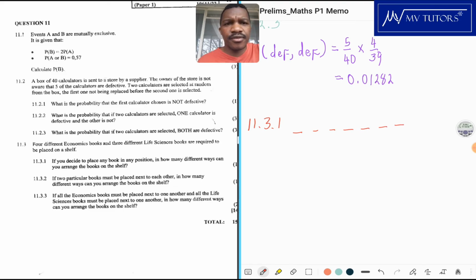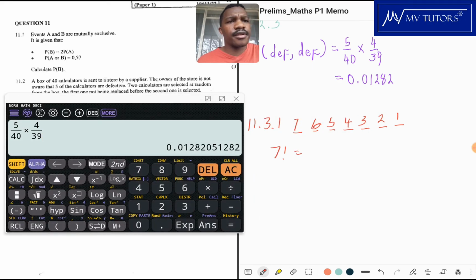So they're saying if you decide to place any book, that means in the first position there are 7 books that I can put there. The next one, 6 available ones, 5 available for this position, 4 available for this, 3, 2, only 1. You need to multiply it, or we can just say 7 factorial. It's the same thing.